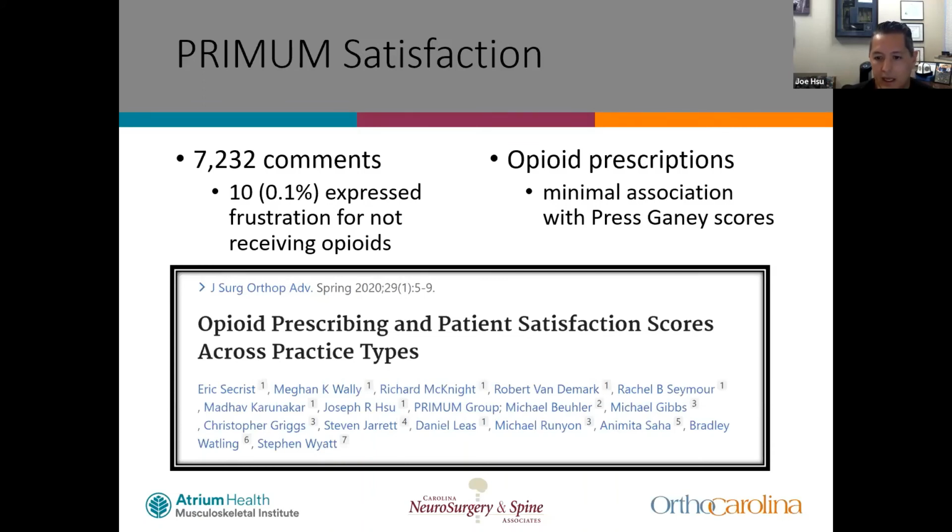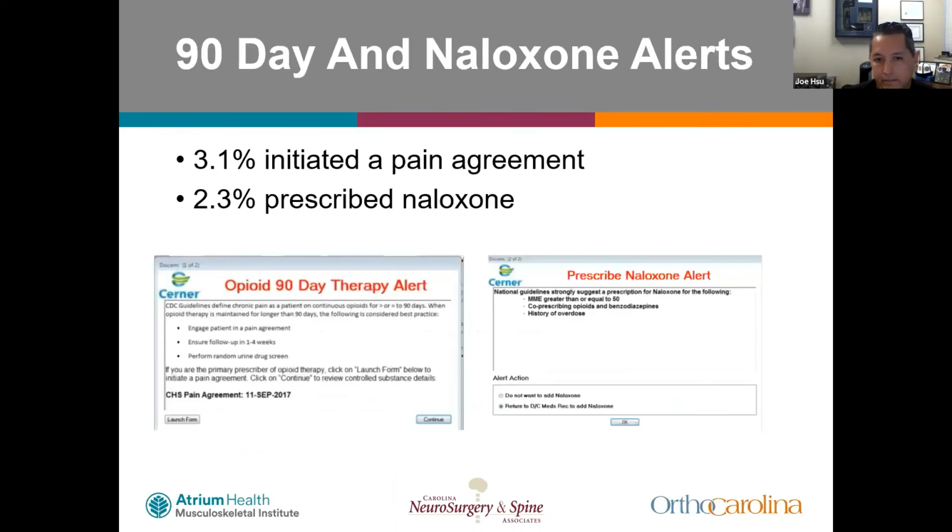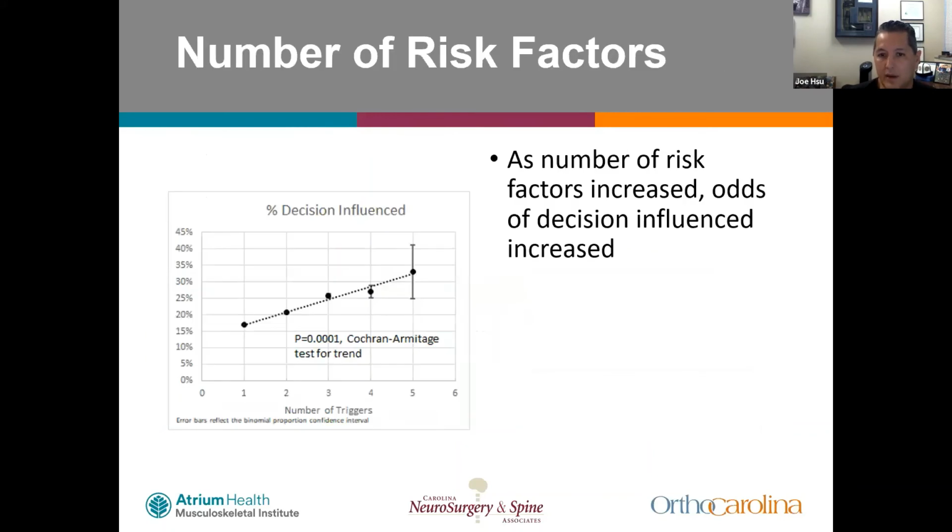And so people can say those things, but it didn't seem to have an impact across different practice types and different prescribing. Some of the other alerts that we implemented that were based on the CDC guidelines, we were able to influence the initiation of pain agreements and prescribing naloxone. And hopefully just the discussion around naloxone, which we can't capture with data, has actually helped our prescribers when they do a high MME prescription, and it gives them an alert that they need to prescribe naloxone, and maybe even influences their prescription, but also generates a discussion with the family around those medications.